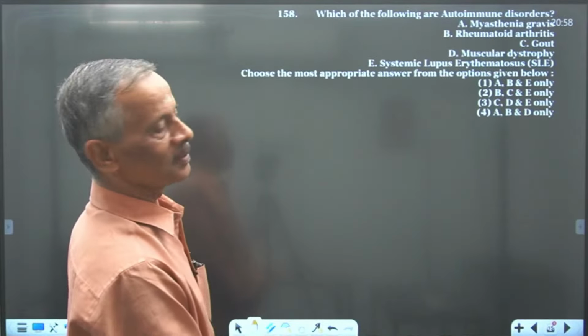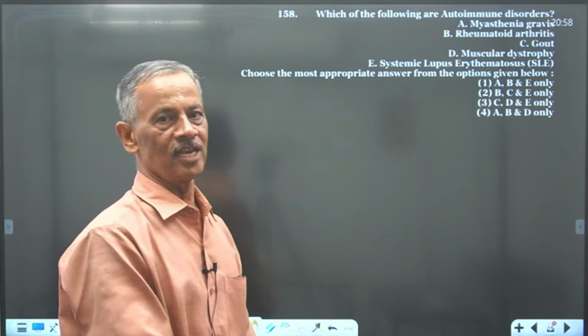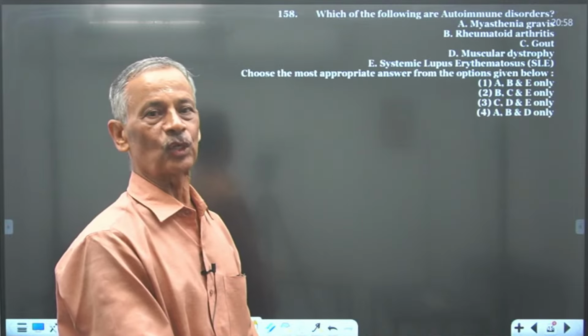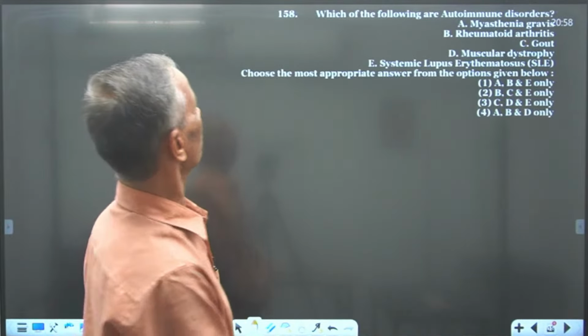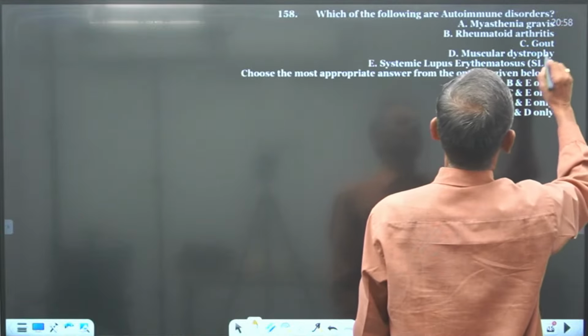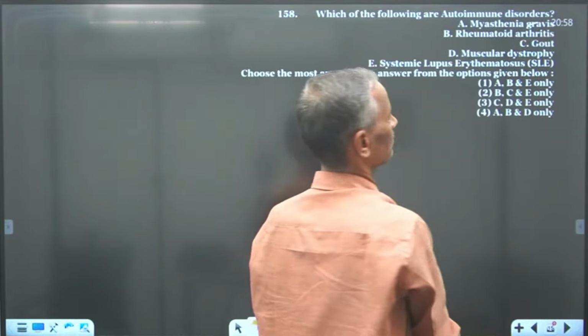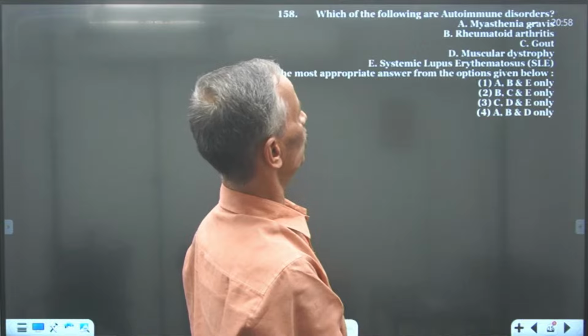ഇതിൽ ഒരു വാക്ക് NCERT യിൽ ഇല്ലാത്തതുണ്ട്. A word that is not in your NCERT book. Autoimmune disease. Myasthenia gravis. Autoimmune disease ആണ് നമ്മുടെ ബുക്കിലുണ്ട്.